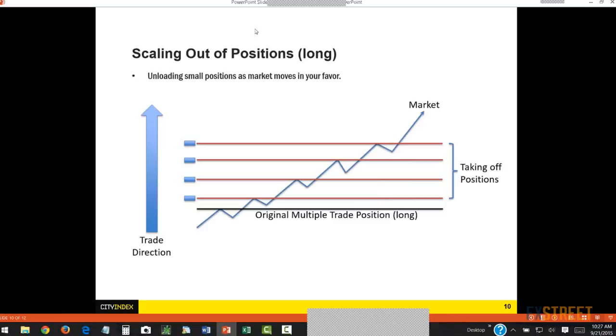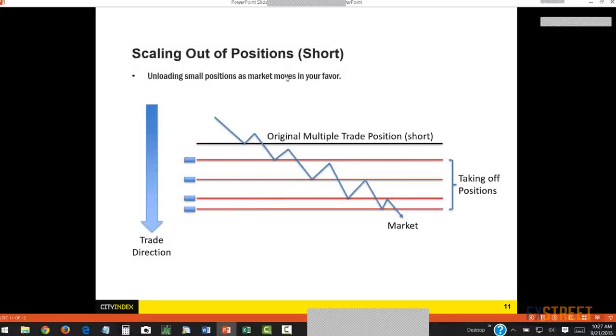And a lot of people already do this, so this should be pretty straightforward. In terms of going short, same thing, just in the opposite direction. Here we have the trade direction to the downside. We want to go short, and let's say you get into an original position at this black line right here. You get in short, and then you could take your positions off in increments as the price goes lower in your favor. You're taking off fractional trades. You're locking in your profits as you let part of your trade run with the market.